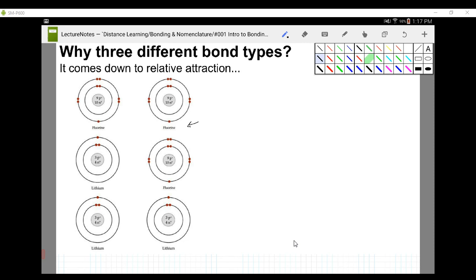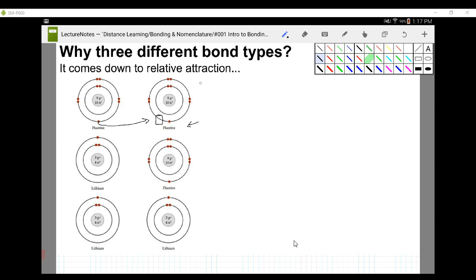So this fluorine atom here on the right, with its 9 protons and 2 energy levels, has this empty spot on its orbital that it can pull in another electron towards because it has a high level of attraction. So when it is next to another fluorine atom, such as the one on the left here, it's going to be pulling and attracting that electron towards itself.